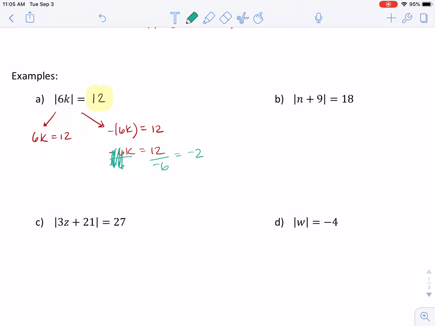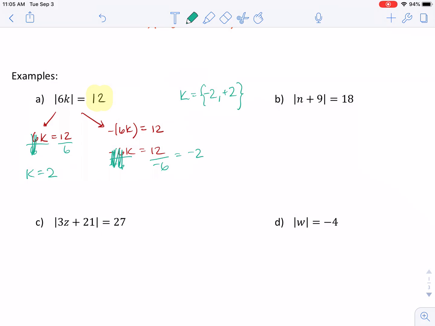Going back and solving the original problem, which is nice and easy, we're just going to divide both sides by 6, and we're going to get that k is equal to positive 2. So in this case, k is equal to 2 and negative 2. Now, normally you would see it written like this. They like to do it in numerical order.